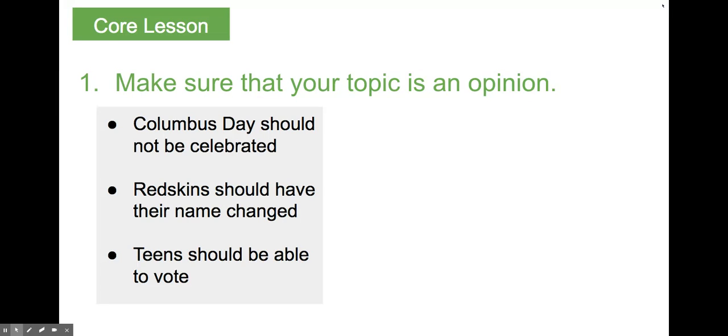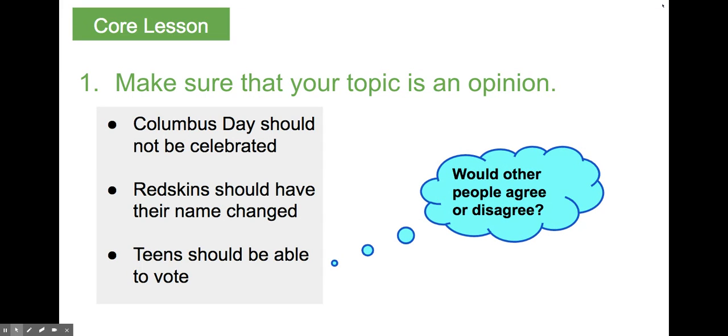Number 2, Redskins should have their name changed. And then 3, teens should be able to vote. Now you want to ask yourself when you're creating an opinion about a topic, would other people agree or disagree with me? If not, then it is not an opinion.